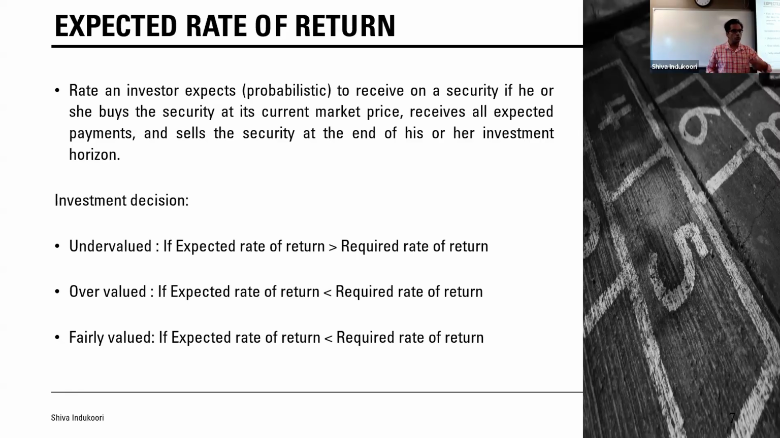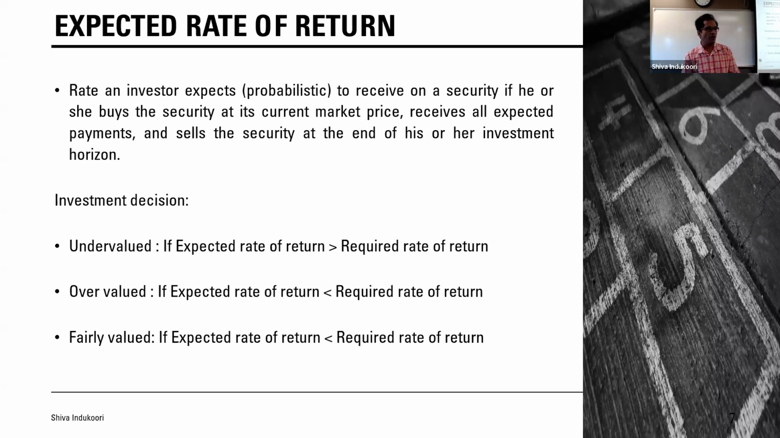3.5% from the CD. Your required rate of return is 5%. My question to you is, which one of these three will apply here? Overvalued. If expected rate of return is less than required rate of return, it is overvalued. So this is a strategy for any securities in general.